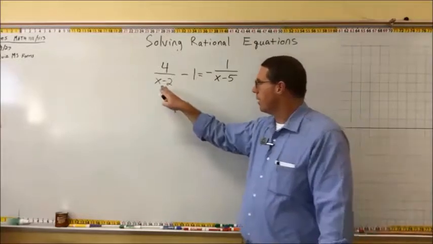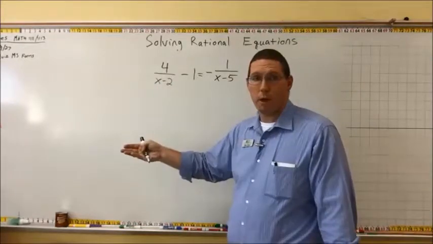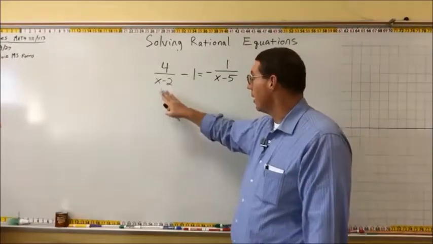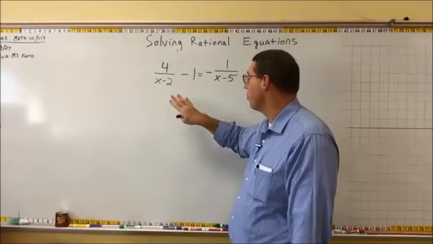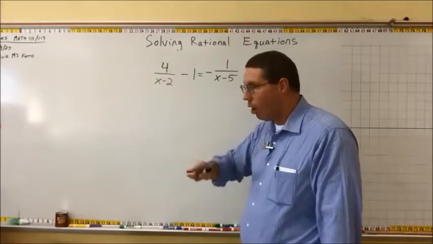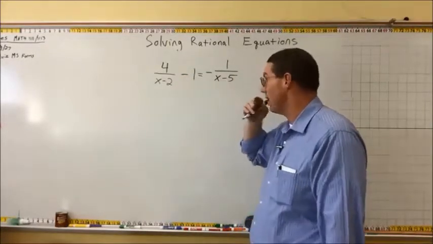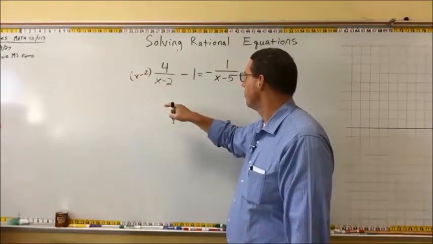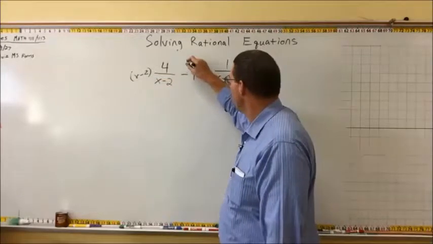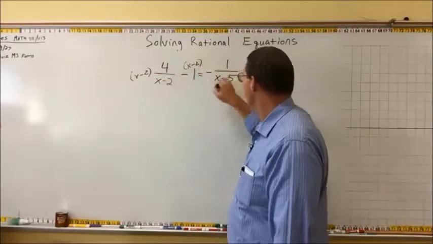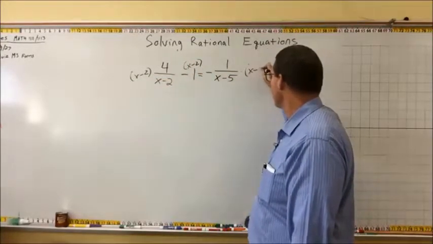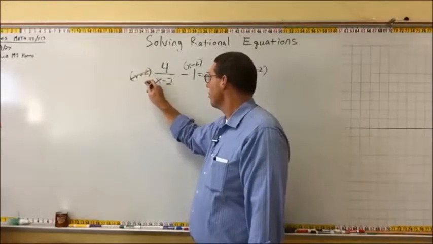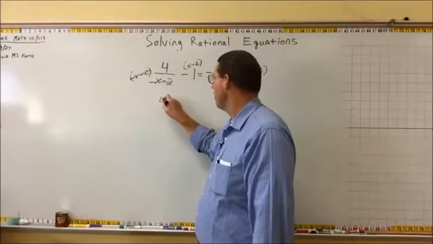So we've got this denominator x minus 2, and we know that the way you cancel a denominator is you multiply by the denominator. But if I multiply this by the denominator, I also have to multiply this by the denominator, and I also have to multiply this by the denominator. So I'm going to multiply all the way through by x minus 2. Now over here, it's simply going to cancel the denominator, and we're going to bring down the 4.